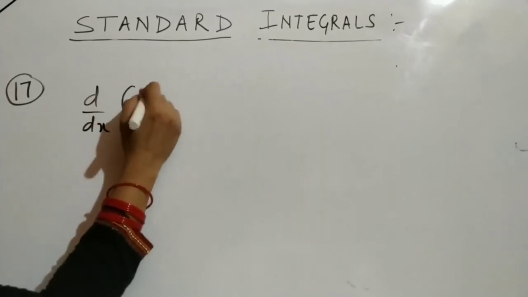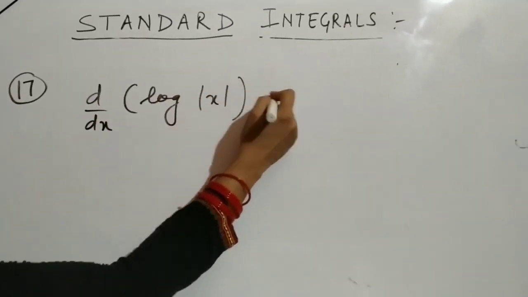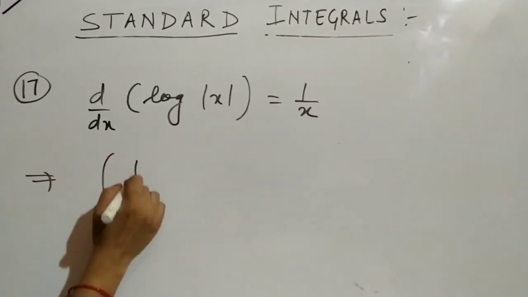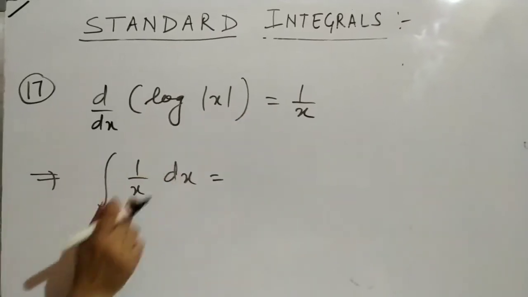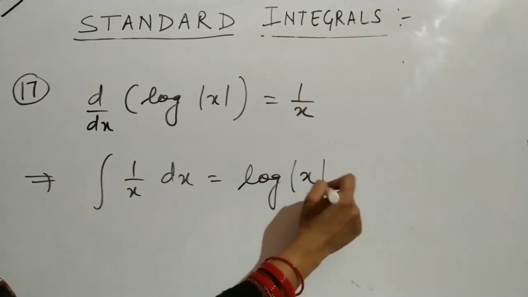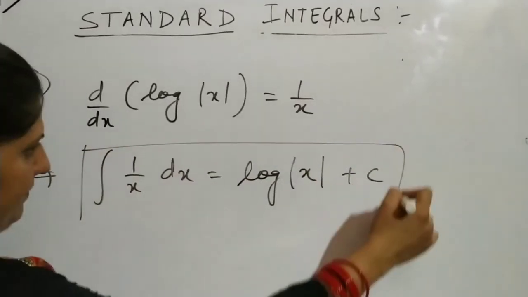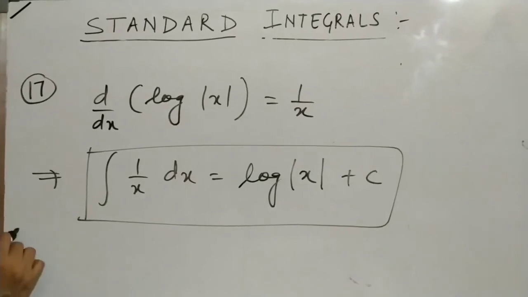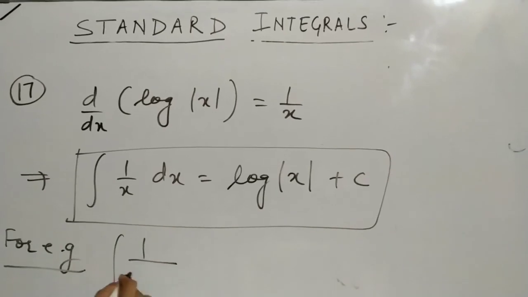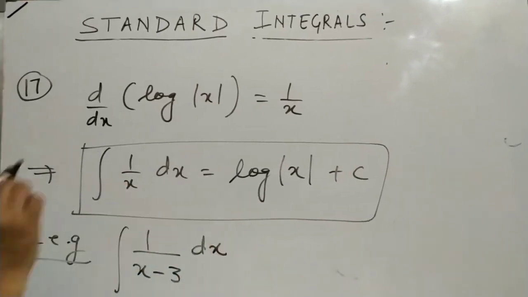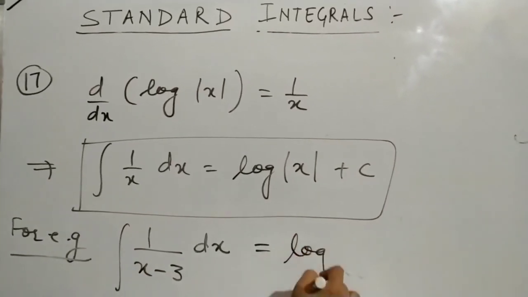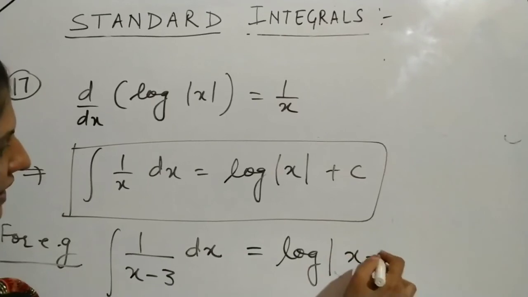Derivative of log of mod x is equal to 1 by x. That implies integration of 1 by x with respect to x is equal to log mod x plus c. For example, integration of 1 upon x minus 3 with respect to x is equal to log mod of x minus 3.